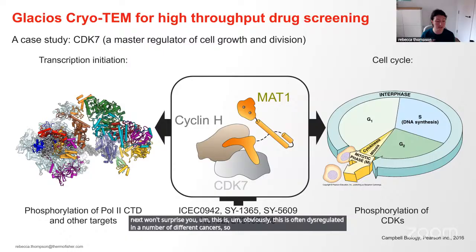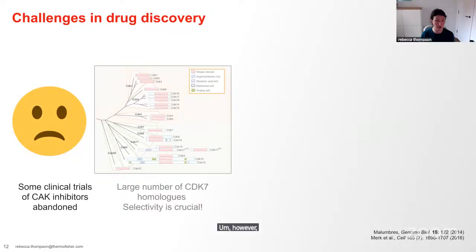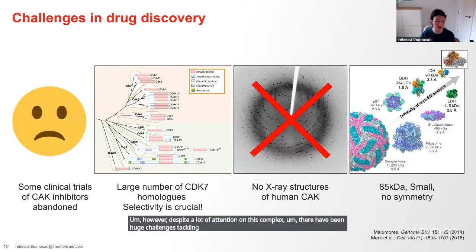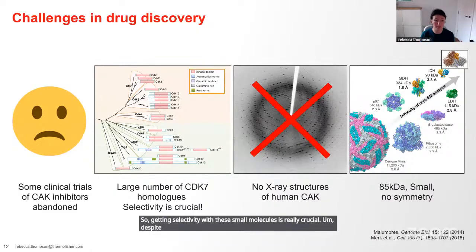So it has been a target of interest to the pharmaceutical industry for some time. However, despite a lot of attention on this complex, there have been huge challenges tackling it from a drug discovery perspective. There have been clinical trials that have been abandoned, and a big reason for this is there are a large number of structural homologs. So getting selectivity with these small molecules is really crucial. Despite a huge effort in this space, no X-ray crystallography structures were available of this complex.